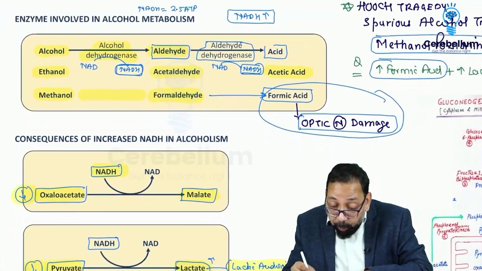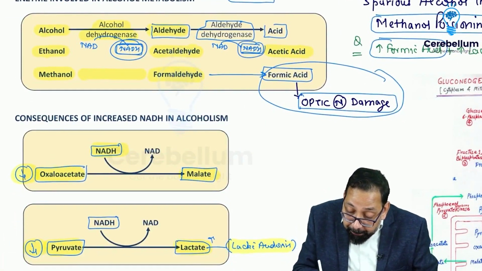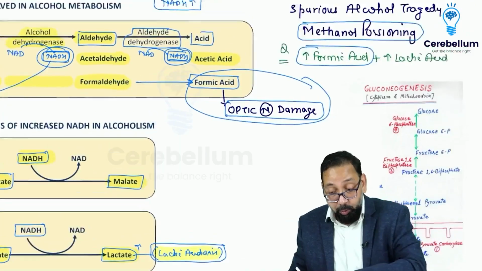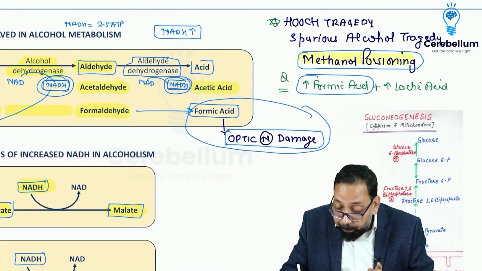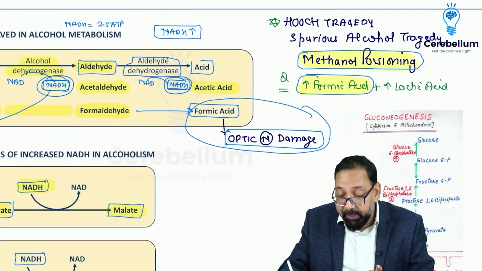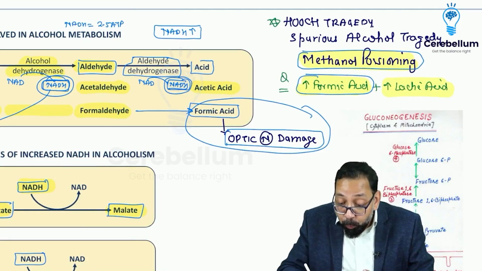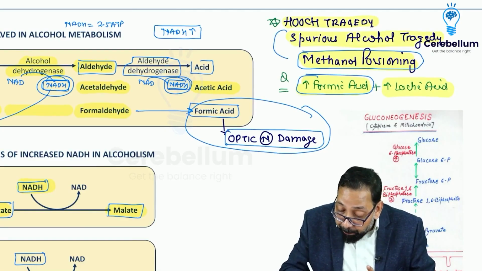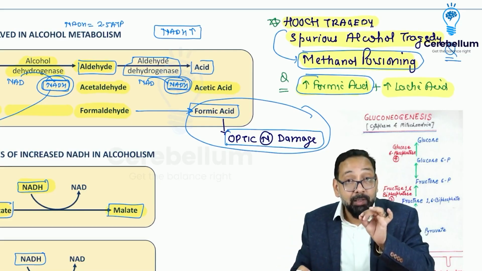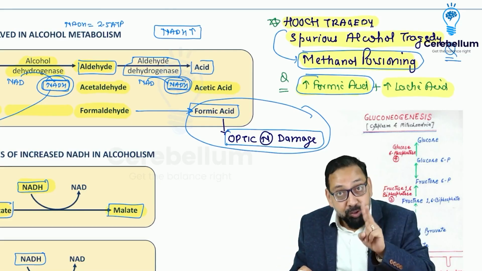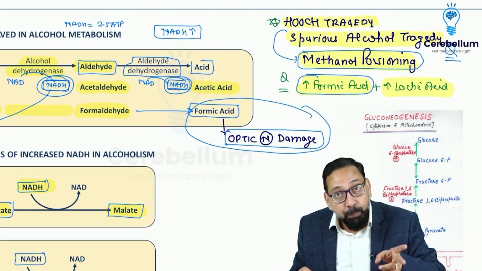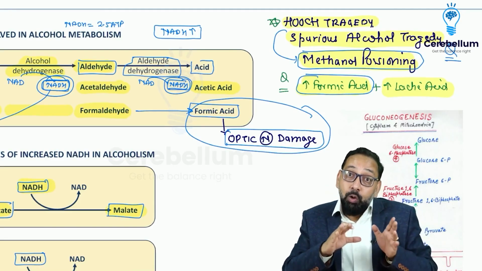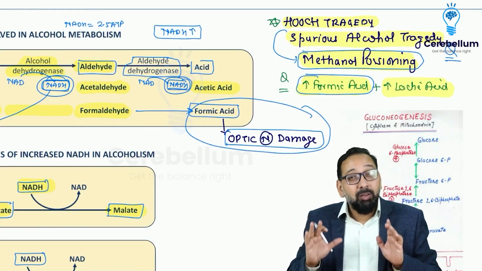And in methanol poisoning, this NADH will be produced. This NADH will bind with pyruvate to produce lactate, lactic acidosis. So a recently asked question: methanol poisoning produces increased formic acid and increased lactic acid. Hooch tragedy, spurious alcohol tragedy, in which there was methanol poisoning, a question was asked. So for methanol poisoning, two questions were recently asked: hooch tragedy, and second, increased formic acid and increased lactic acid. Now, if a person is taking alcohol for a long time, a chronic alcoholic, thiamine is deficient.